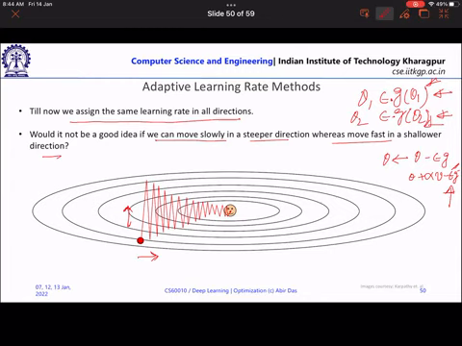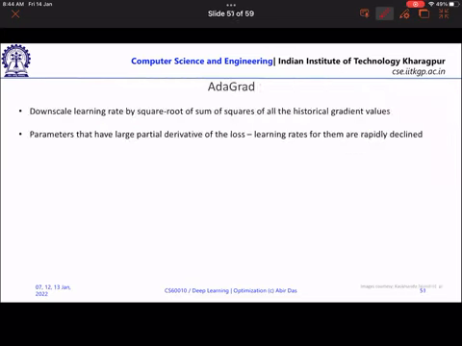What is adaptive about it? That you adapt it according to the gradient component, or the magnitude of the gradient component. So let us see. What it says is very simple: downscale the learning rate by the square root of the sum of squares. Not to focus much on by what amount it is downscaled, but it is downscaled.